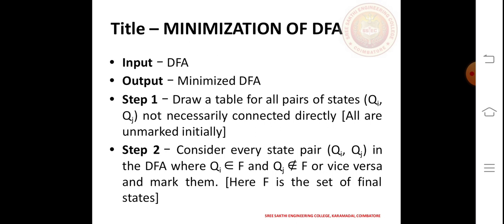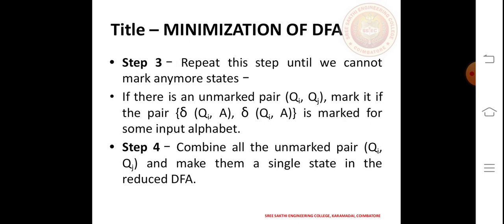Step 1: draw a table of all the pairs, not necessarily connected directly. Step 2: consider every pair in the DFA where Qi belongs to a final state and Qj does not belong to a final state, that is, a non-final state, or vice versa, and mark them. Step 3: repeat this step until we cannot mark any more states.